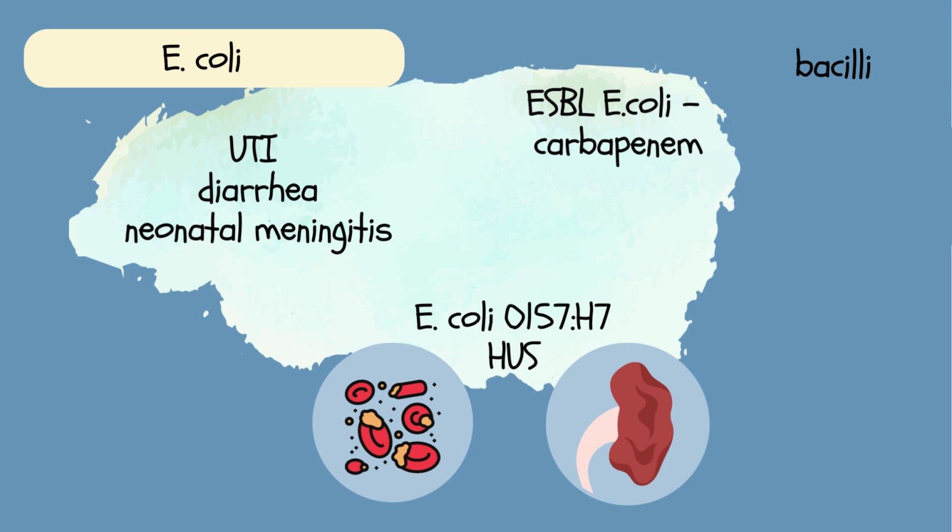And there is another strain of E. coli which is called E. coli O157:H7. E. coli has antigens like O, K, and H, and they are classified further based on these O, H, and K antigens. So one of the strains is O157:H7, which is important because it is associated with HUS, hemolytic uremic syndrome.